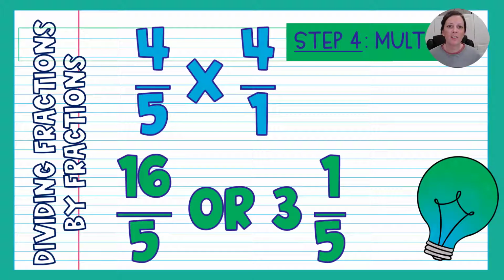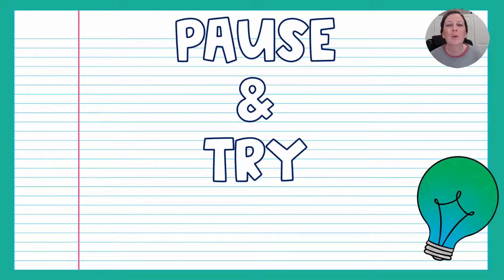4 times 4 is 16. 5 times 1 is 5. Or we can rewrite that as a mixed number and call it 3 1/5, which is the answer we got in part 1 when we modeled it. All right, so now you have those steps: keep, change, flip. You are ready to pause the video and try the next set of problems on your own and then come back and check.